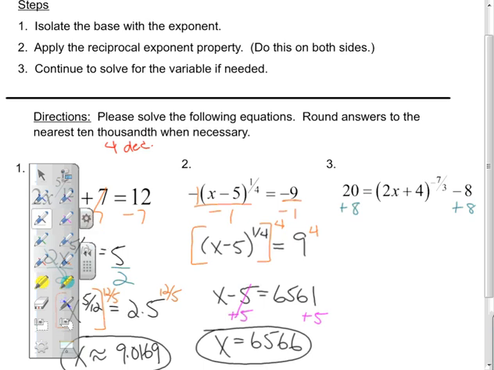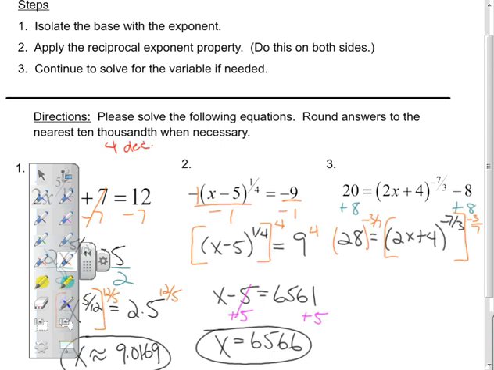Okay. 28 equals the quantity of 2x plus 4 to the -7/3. And again, don't fret if you don't know how to raise something to the -7/3 because you're actually not going to. You're going to undo that. Okay, so now that we've gotten that base by itself, we're going to raise both sides to the reciprocal of that base. Again, the reciprocal of -7/3 is -3/7. Again, the sign does not change when we take a reciprocal in these problems. So I'll do that on both sides.